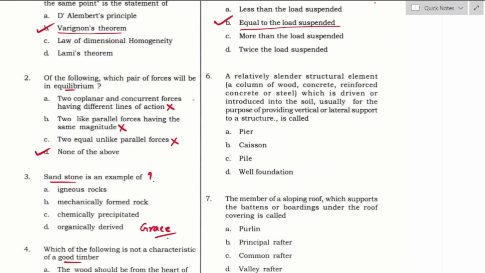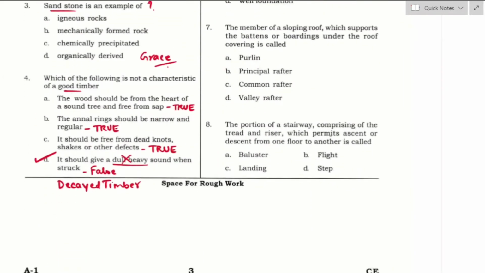Question number 6. A relatively slender structural element, a column of wood, concrete, reinforced concrete or steel, which is driven or introduced into a soil, usually for the purpose of providing vertical or lateral support to a structure, is called a pile. So option C is the right answer. A pile may be either driven into the soil or formed in situ by excavating a hole and filling it with concrete. So option C will be the right answer, that is pile.